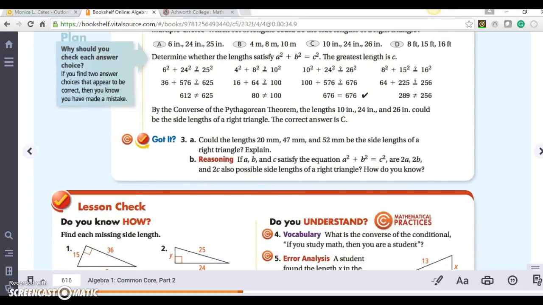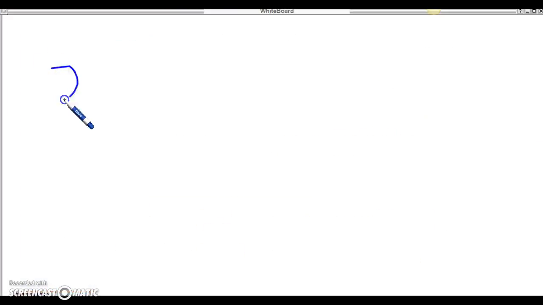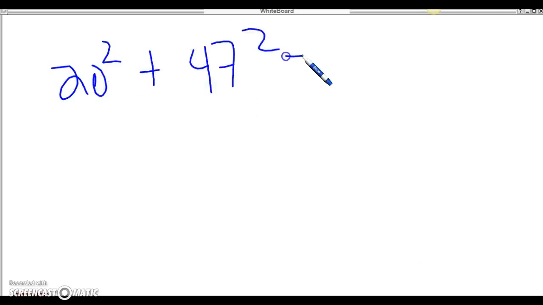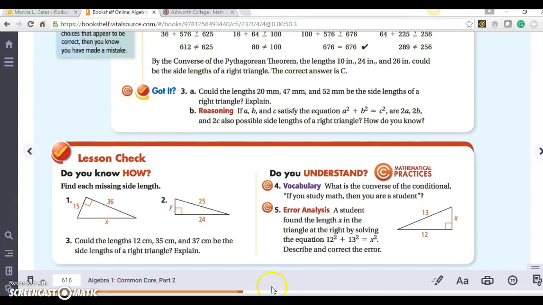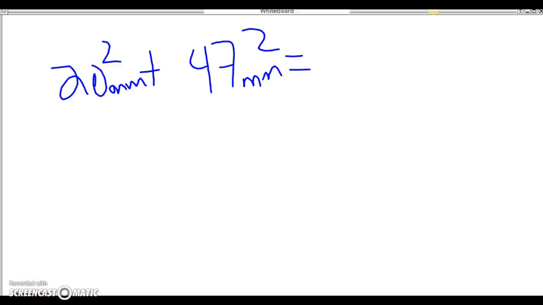So the next one, it says, could the lengths 20 milliliters, 47 milliliters, and 52 milliliters be the side lengths of a right triangle? So we can write that. We can say 20 squared plus 47 squared, and I'm sorry, I forgot the milliliters, equals 52 squared. And I put that in my calculator.